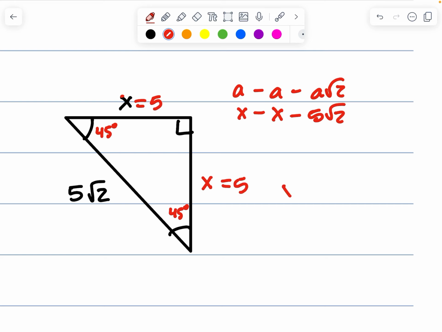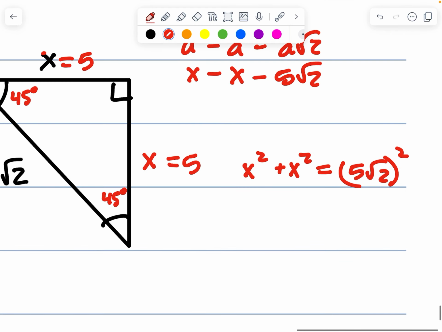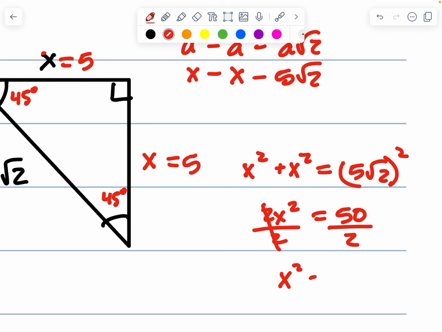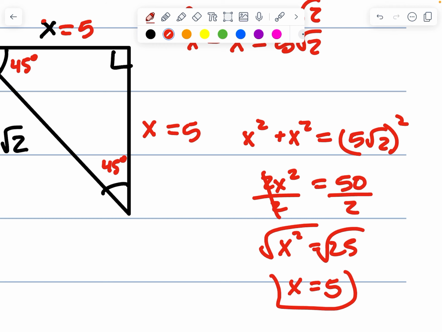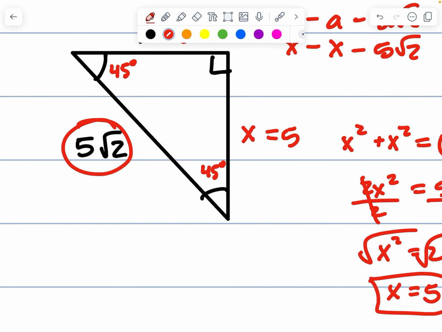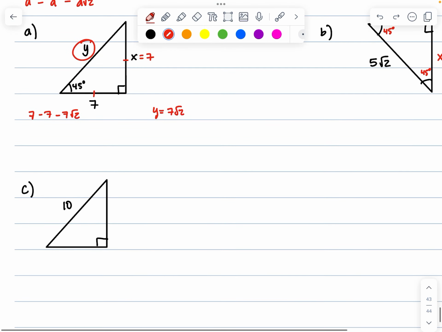Okay? If you don't believe me, let's do it. X squared plus x squared for the legs is equal to 5 root 2 quantity squared. X squared plus x squared is 2x squared, because you add them. 5 root 2 squared is 5 times 5 times 2, which is 50. Divide both sides by 2. X squared is equal to 25. Square root both sides, and as we see, x is equal to 5. So it's very, very convenient if your hypotenuse is written as a radical 2. If it's not written as a radical 2, then you have some work to do.